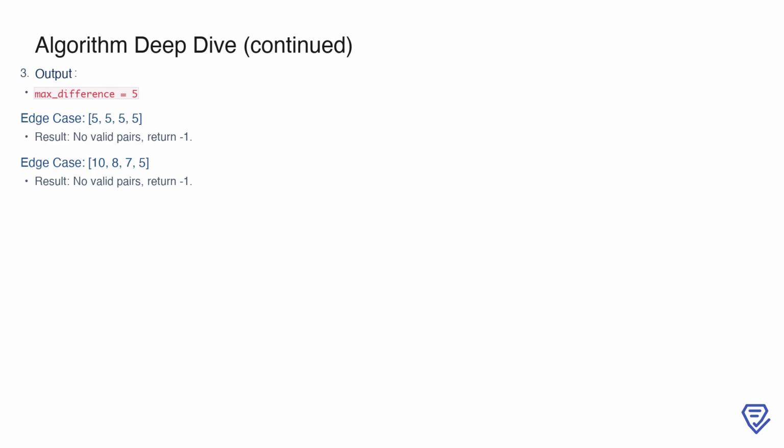Now, consider an edge case like 5, 5, 5, 5. Here, since all elements are equal, no valid pairs of increasing elements exist, so the result is -1. Similarly, for an array like 10, 8, 7, 5, which is strictly decreasing, no valid pairs can be found, and the result is again -1. These examples demonstrate how the algorithm handles both typical scenarios and edge cases effectively, ensuring accurate results under all conditions.